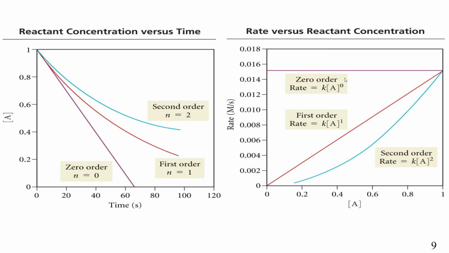All right, so basically zero order is constant, first order is linear, and second order is the fastest of them all.